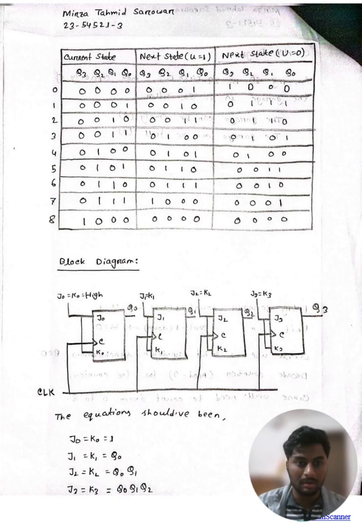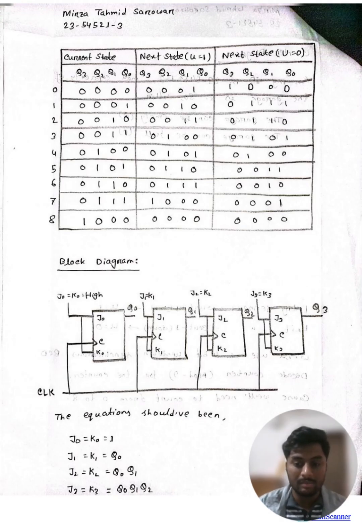Now let's talk about the state table, which I designed to get the equations and the block diagram. In the table, the current state represents the present binary values stored in the counter, and next state shows the value the counter will transition to after the next clock pulse. So this table confirms that the counter increments correctly for entry and decrements correctly for exit. In all valid states, it works.